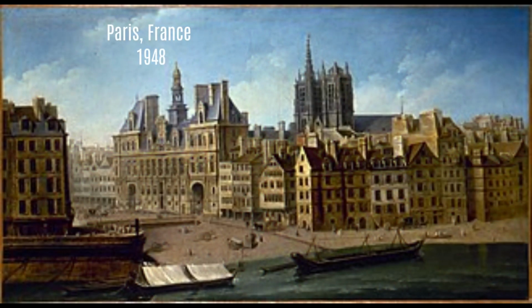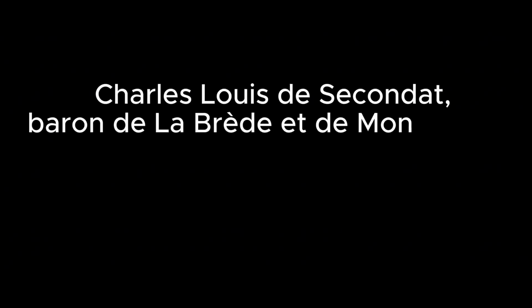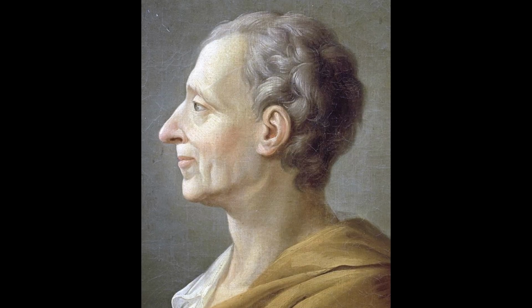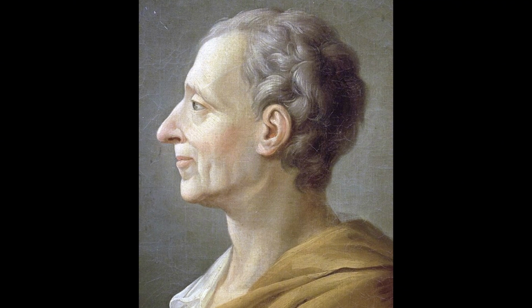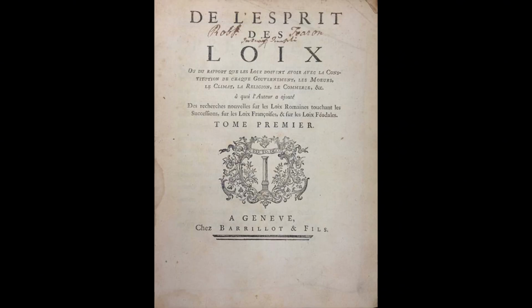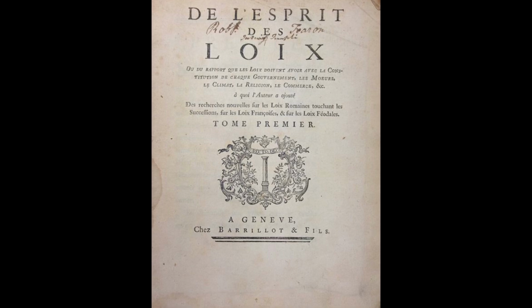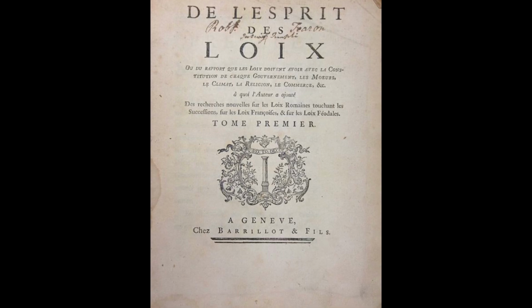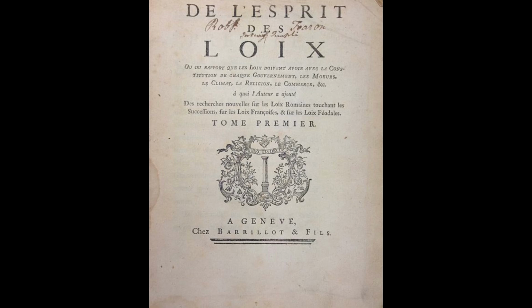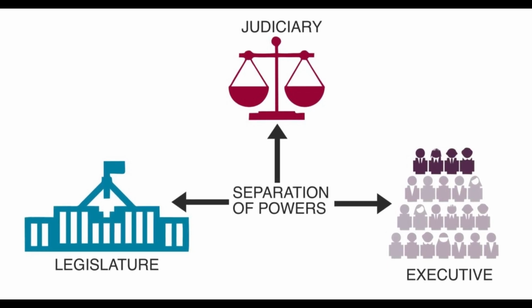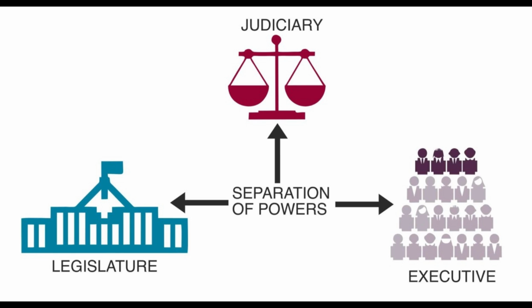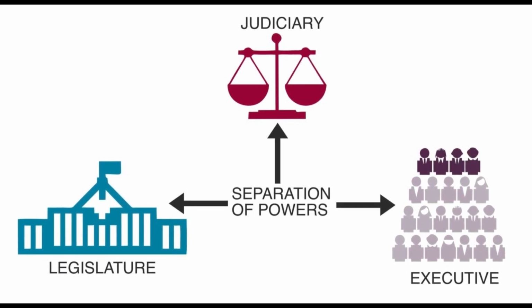In the year 1748, a man by the name of Charles-Louis de Secondat, Baron de la Brédée de Montesquieu, or just simply Montesquieu, who was a French political philosopher during the Enlightenment era, published a book called De l'Esprit des Lois, which in English translates to the Spirit of the Laws. In this book he describes the tripartite structure. Here, the power of the government should be divided into three separate bodies, so three different branches.